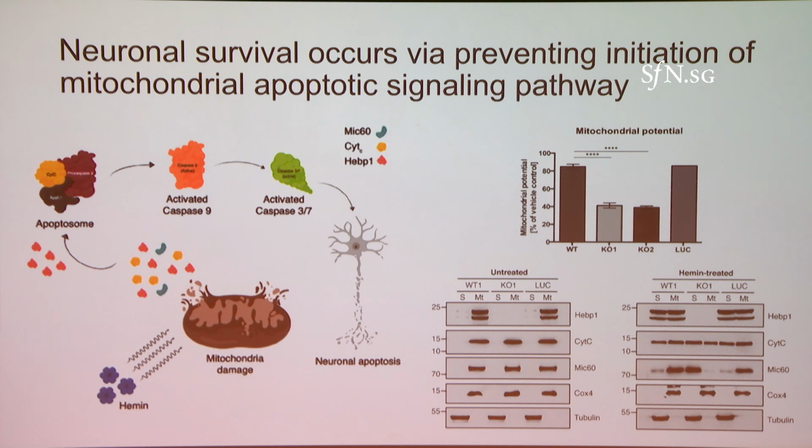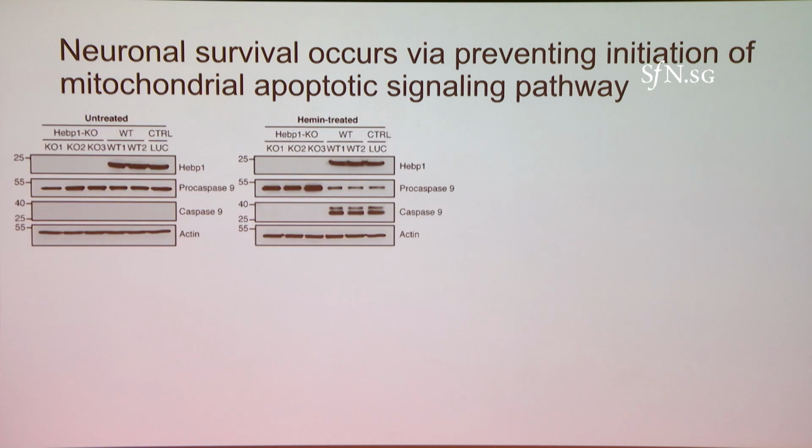But if you look at the survival, then one questions why the neurons don't die, and we started to look at the apoptotic pathway. What I'd like to point out here is that in heme-treated cells, like in control cells, we know that the mitochondria is damaged because cytochrome C comes out into the cytosol, again supportive of the idea that there's mitochondrial damage itself.